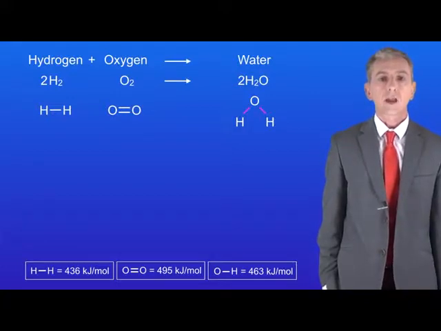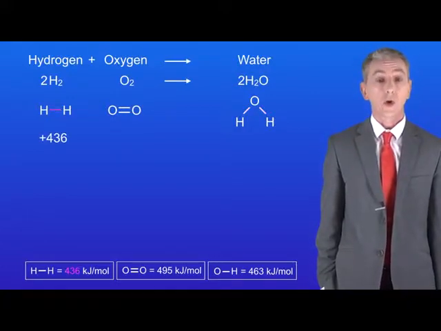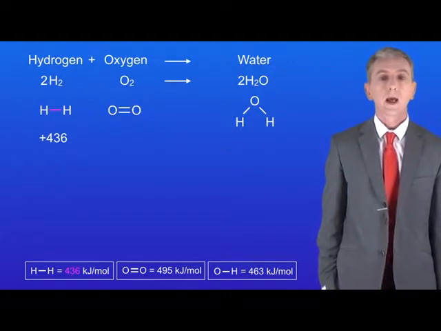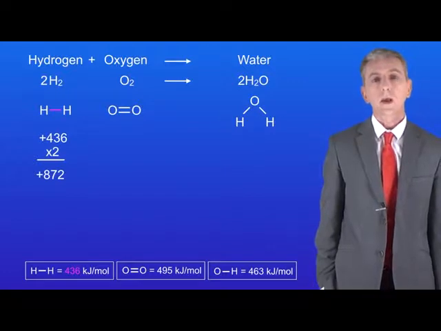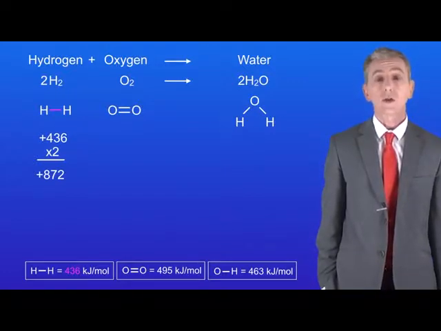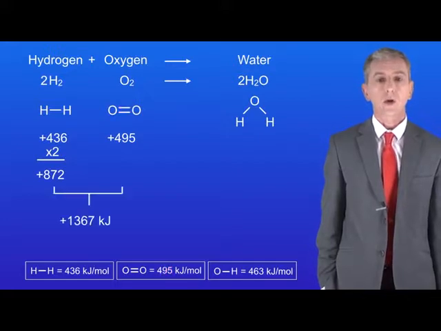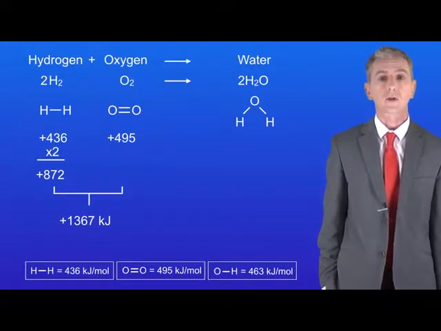The energy needed to break the bond between 2 hydrogen atoms is 436 kilojoules per mole. However, we've got 2 molecules of hydrogen, so we've got 2 of these bonds. We need to put in 872 kilojoules. Remember that the positive sign shows us that we're putting energy in to break these bonds. The energy required to break the oxygen double bond is 495 kilojoules per mole, and again the plus sign shows that we're putting energy in. Adding these values together gives us a total energy input of plus 1,367 kilojoules.